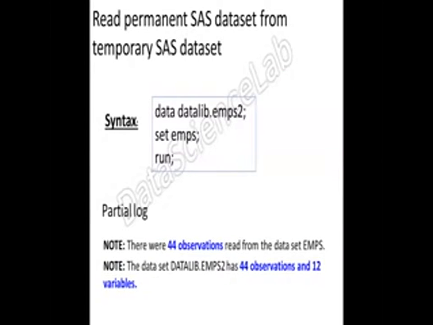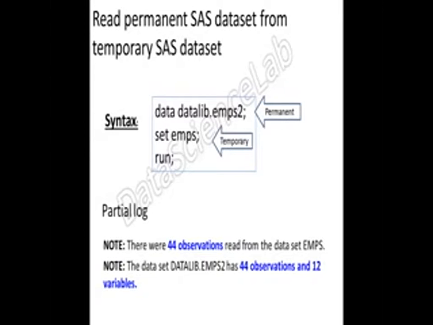Similarly, you can also create a new data set in your permanent library. So datalib.ems2; set ems; run. In this case, you are going to create a permanent data set from the temporary data set. Sounds good?